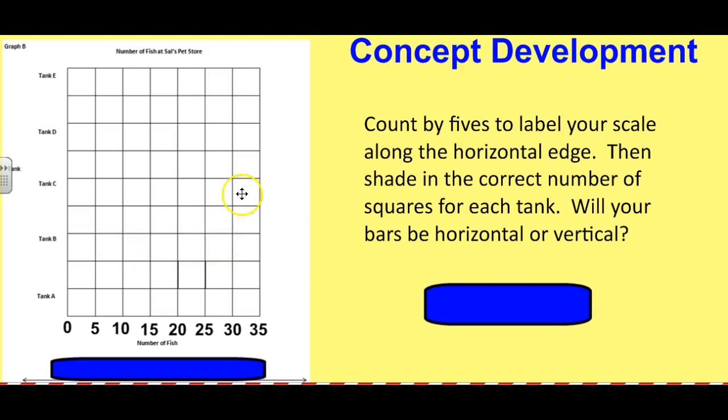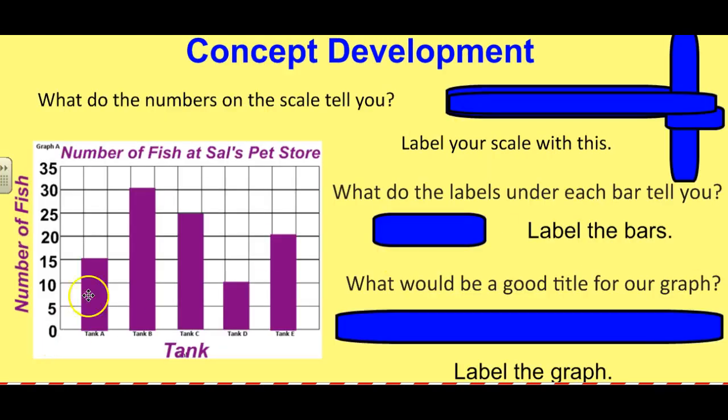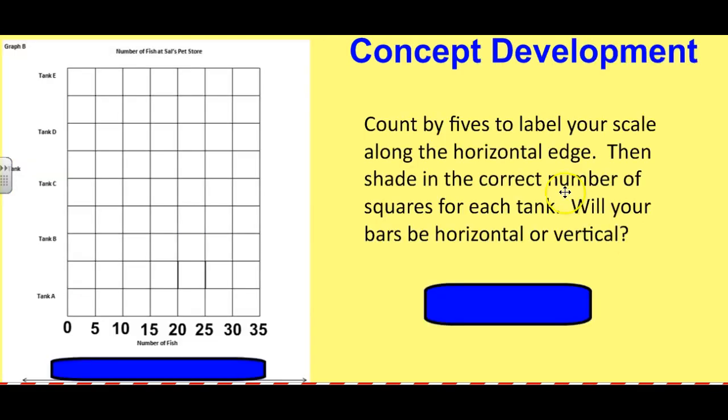So we're going to have to look back at our chart. You can look back at your other graph to see how much was in tank A and tank B and C and D and E, so that way we can fill in the graph for this page. So when we look at tank A, we knew that there were 15. So for tank A, you need to go ahead and draw your bar for 15 and shade that in.